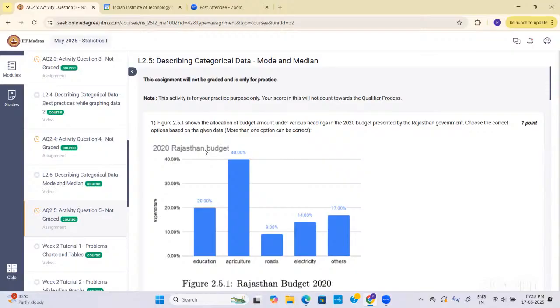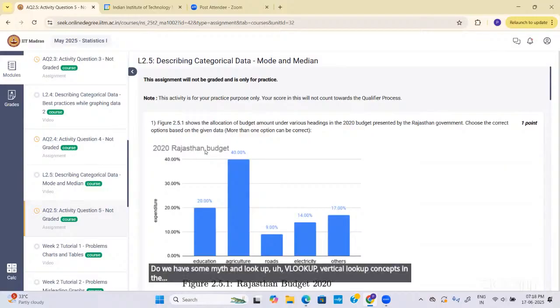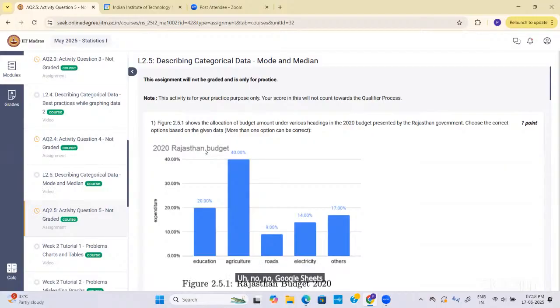Ma'am, do we have SUMIF and VLOOKUP, vertical lookup concepts in the exam? No. Google Sheets concepts will not be asked in your exams. Ma'am, will the Google Sheets be useful or will they be asked in the final exam? That will be helpful for your extra activity, but in the exam, those questions will not be asked.